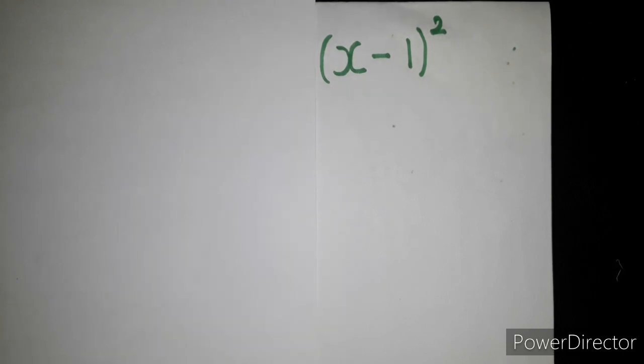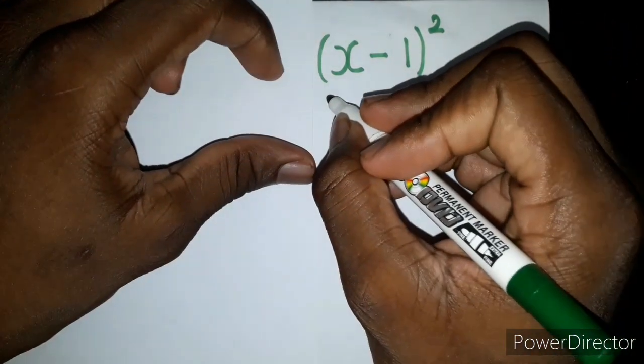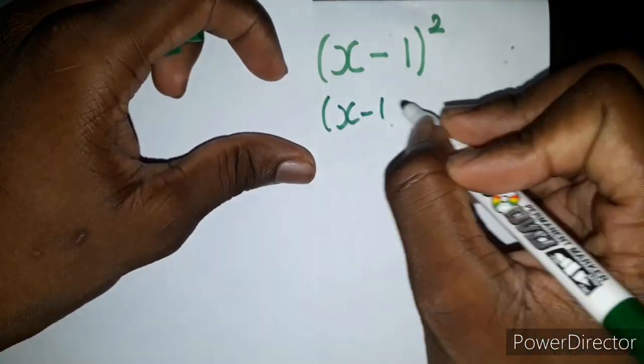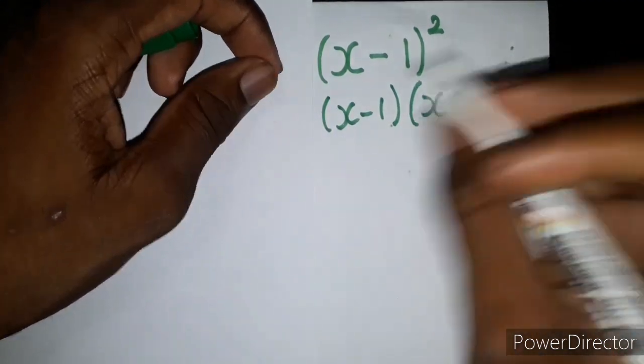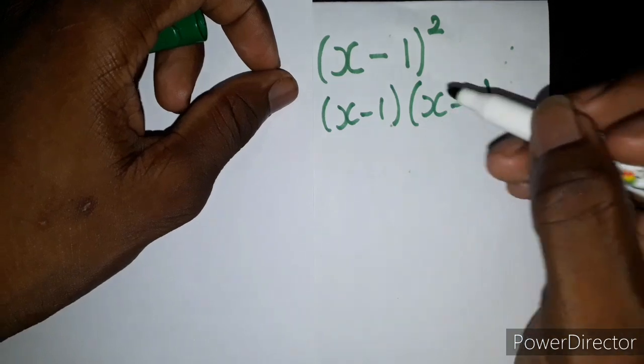Alright, we have the final example. It says x minus 1, all of that raised to the square power, and the question says simplify using the distributive law. How can we do that? The square is basically telling you that everything in this bracket is multiplying itself. So what we'll have here is x minus 1 times x minus 1. And then we use the distributive law to simplify.